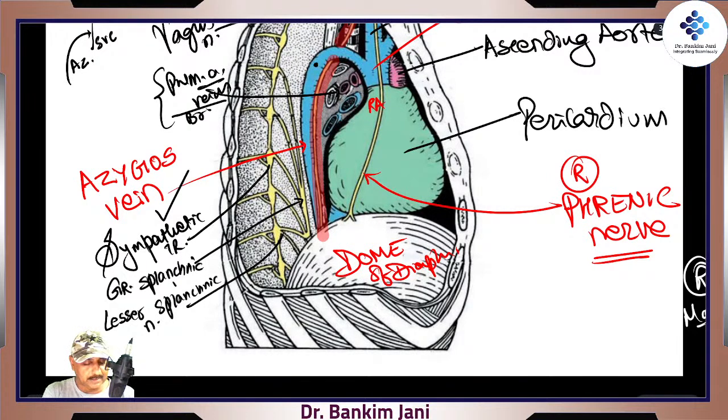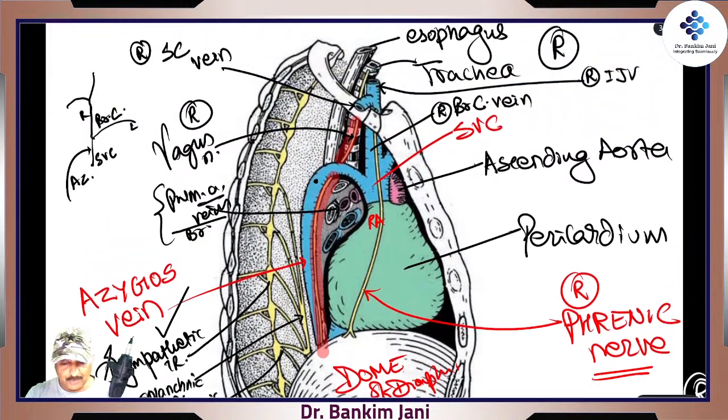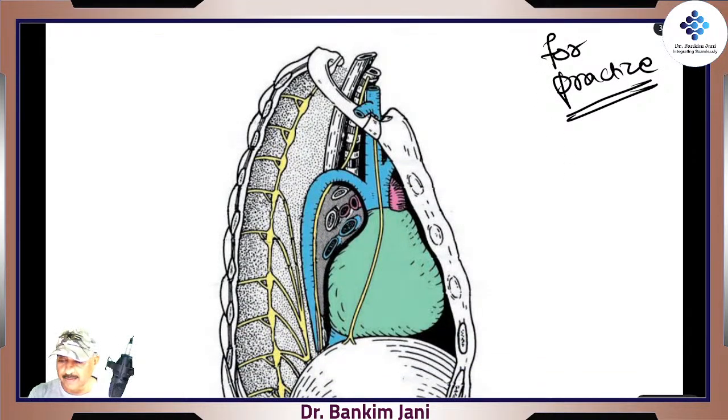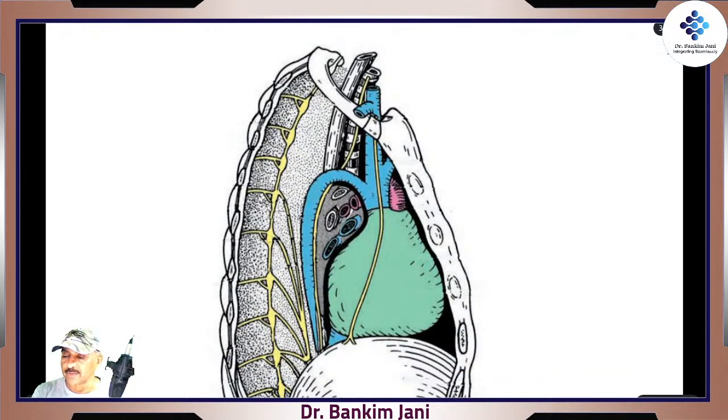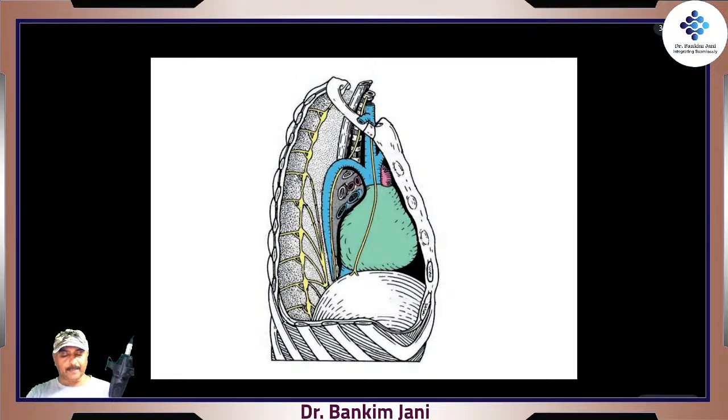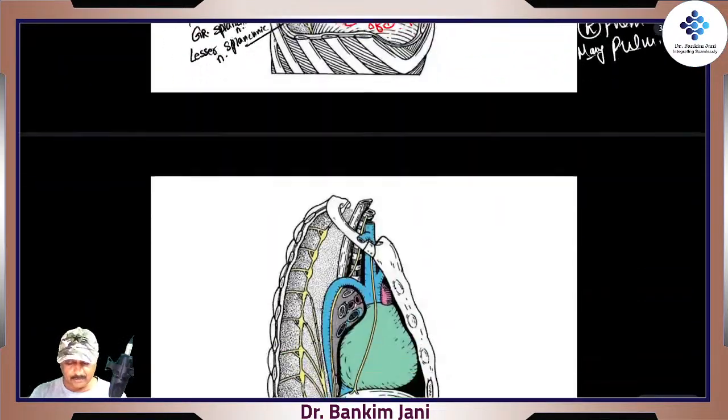Nerves, right? These are nerves. Dome of diaphragm, almost all the structures we have now seen in this. Once you understand this, then the same image is over here, right? This is for practice, so I'm keeping it completely clean. Fit to width, right? So same image over here.